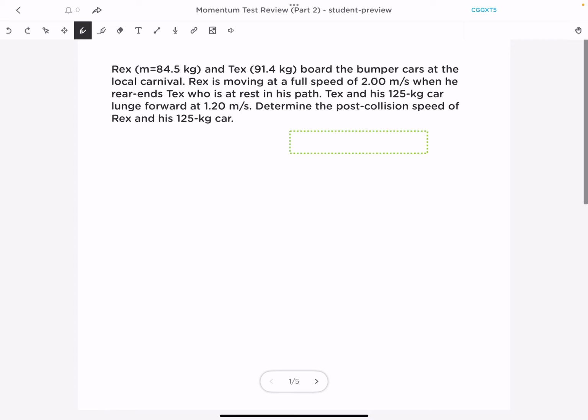So we see here Rex and Tex, they're in bumper cars, and Rex moves at full speed, 2 meters per second, and he rear ends Tex, who's at rest in his path. Tex and his 125 kilogram car lunge forward at 1.2 meters per second. Determine the post-collision speed of Rex and his 125 kilogram car.